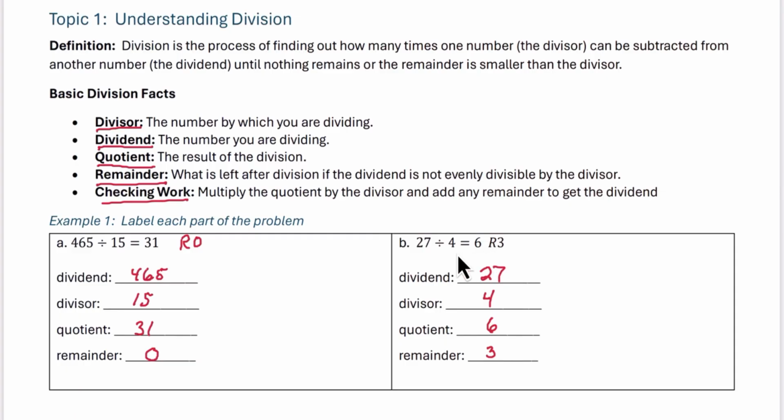So another way of thinking of this is we are taking 27 and subtracting 4. And we're doing that 6 times. So 4 will go into 27 evenly 6 times. And then we get a remainder of 3.